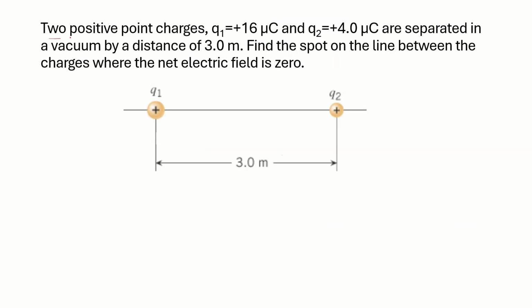Two positive point charges. One is 16 microcoulomb, another one is 4 microcoulomb, and they are separated in vacuum by a distance of 3 meters. Find the spot on the line between the charges where the net electric field is 0. We have to find where the electric field is 0. The picture is given. Very good. As per our statement, when the charges are like charges, where is the zero electric field point? It is between the two charges.